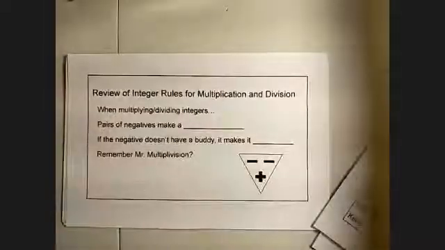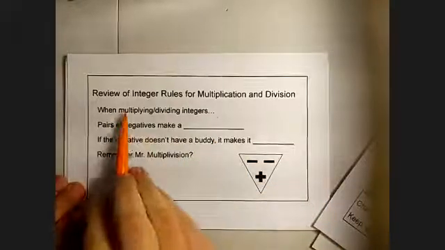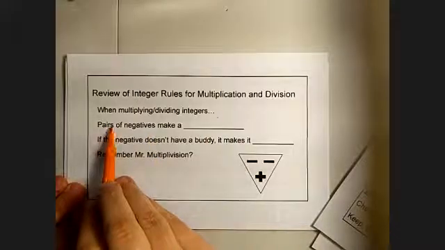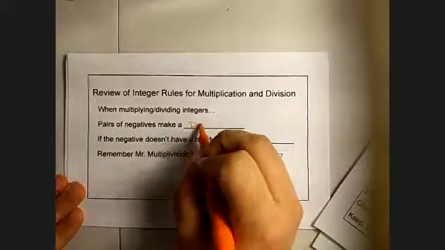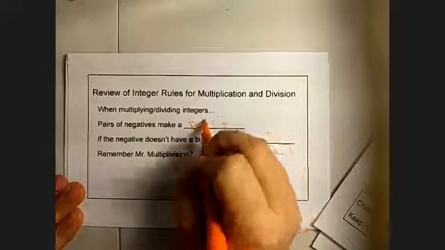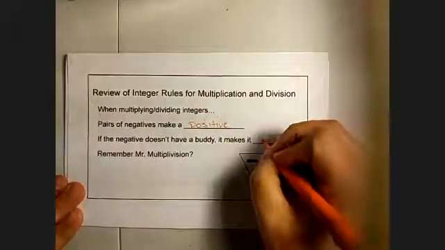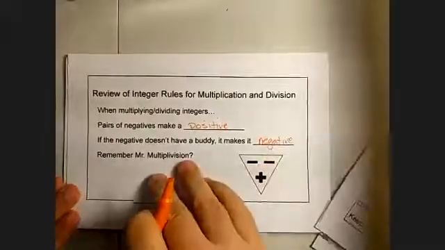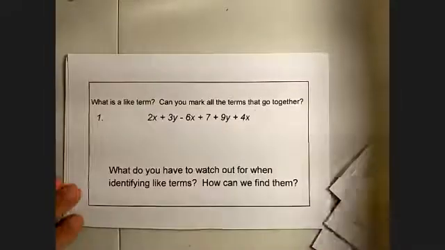Going back to integer rules for multiplying and dividing, we can use Mr. Multiple Division here. We can also think of it in another way. Pairs of negatives make a positive. If a negative doesn't have a buddy, then it is negative and all by itself. Keep those in mind today as we work on simplifying expressions.